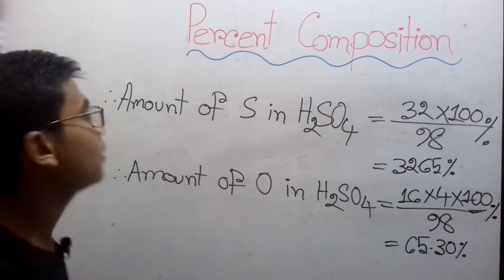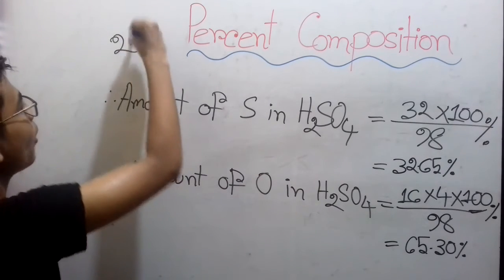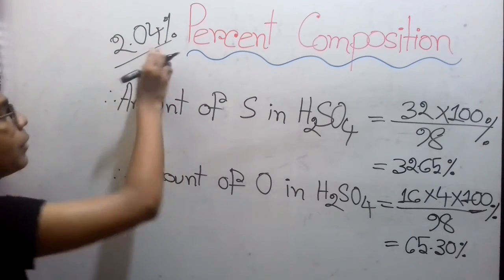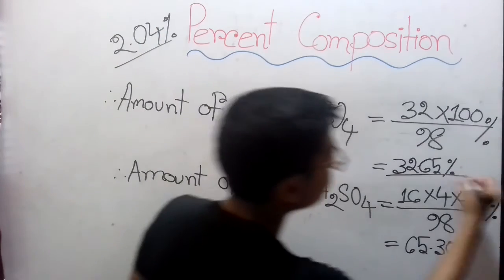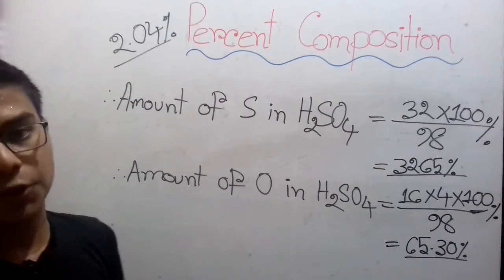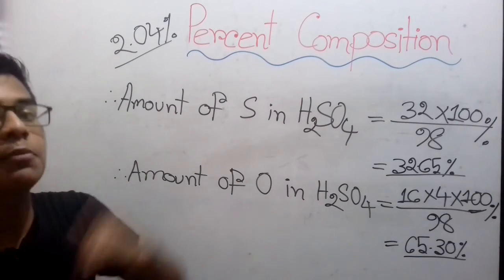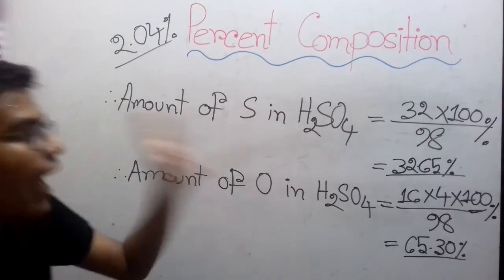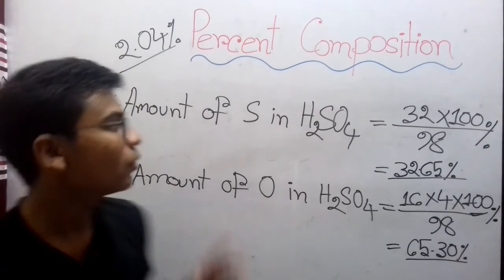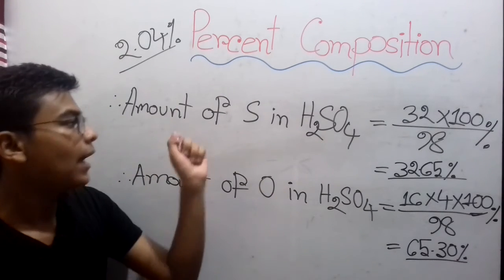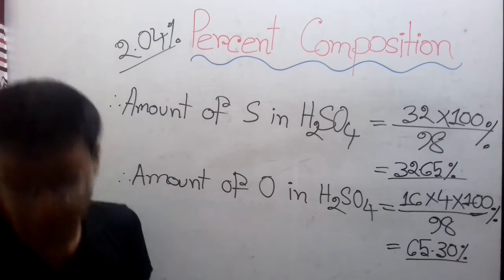Previously we found the amount of hydrogen. What was the amount? It was 2.04%. Now if we add all these percents, it must be 100%. Yes, it can be nearly 100%, but you should try to make it 100%. So let's add all these percentages and see what the result would be.